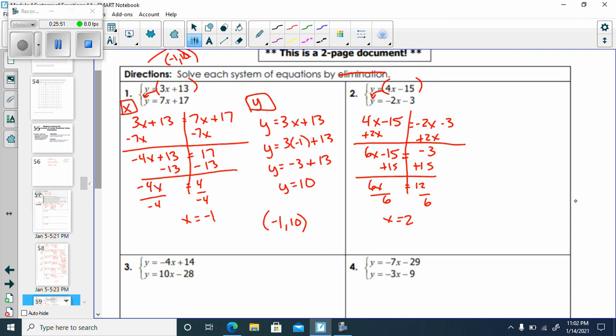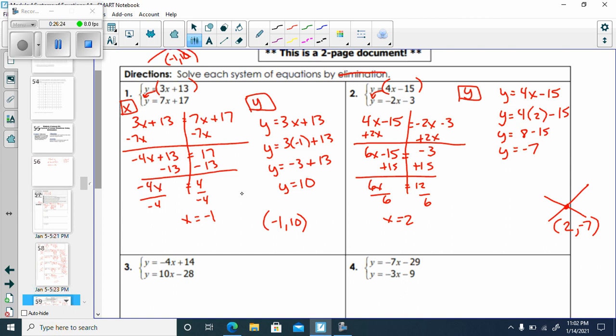Remember, we're looking for where the two lines intersect. And your x is 2. Now, let's find your y. Choose one of the equations and plug your x in. Y is equal to 4x minus 15. Y would be equal to 4 times our 2 minus 15. 4 times 2 is 8. Minus 15 would give me y is negative 7. My coordinates are 2, negative 7.